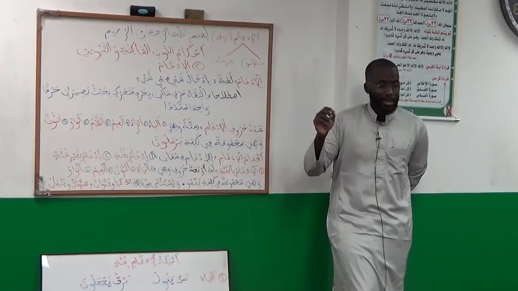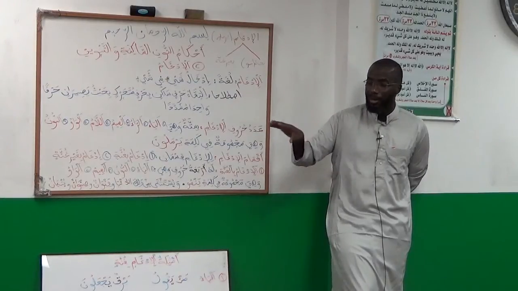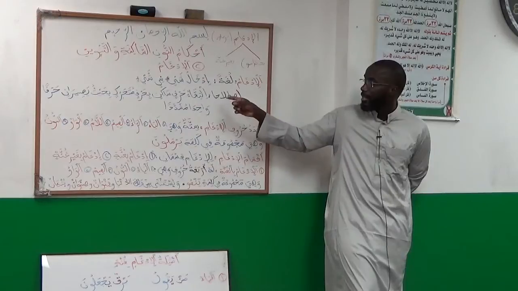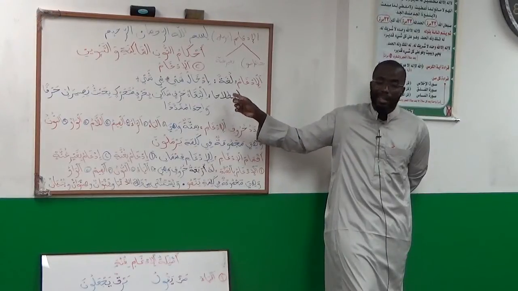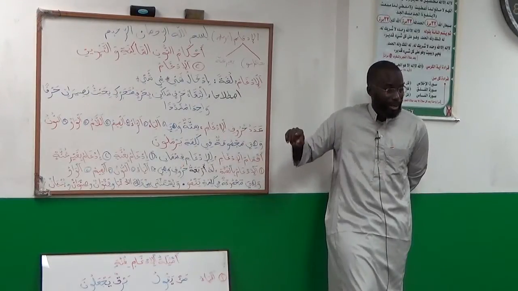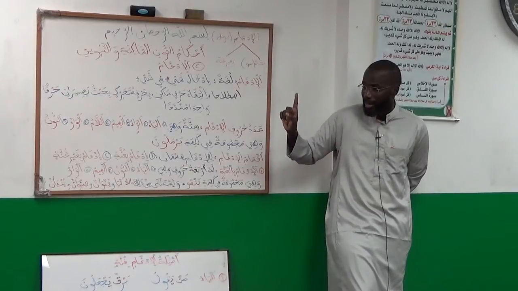Al-idgham is idkhalu shay'in fi shay', to take something and put it in something else. And then he tells us the definition, istilahan, is التقاء حرف ساكن بحرف متحرك بحيث يصيران حرفا واحدا مشددا.